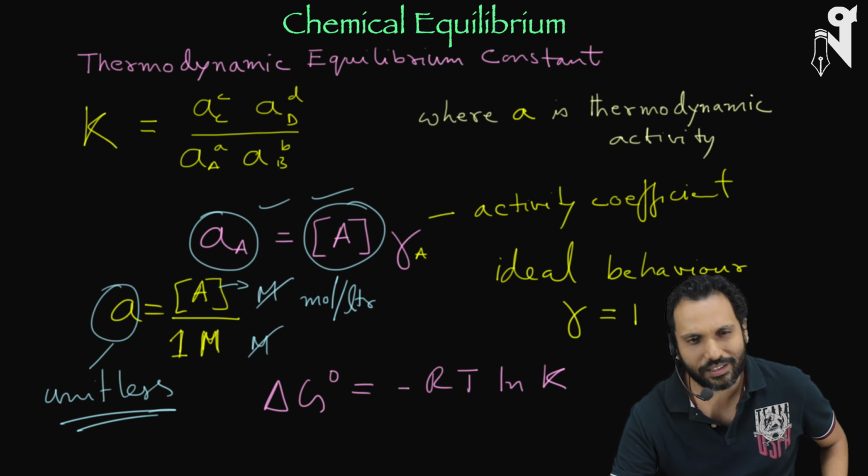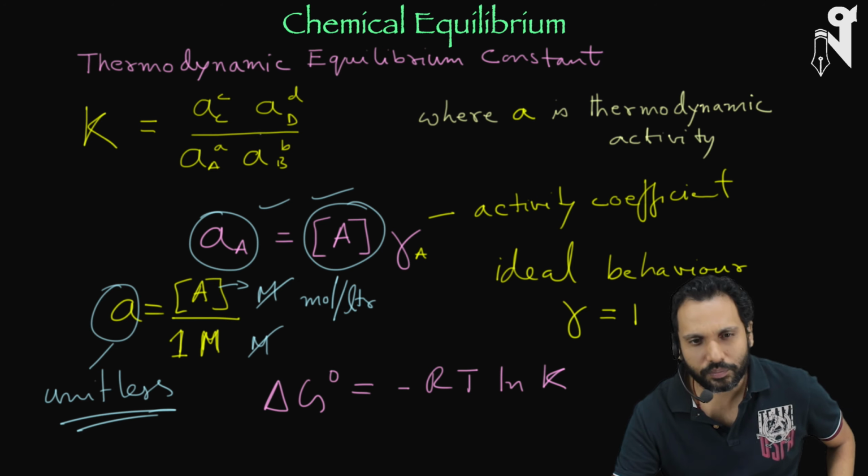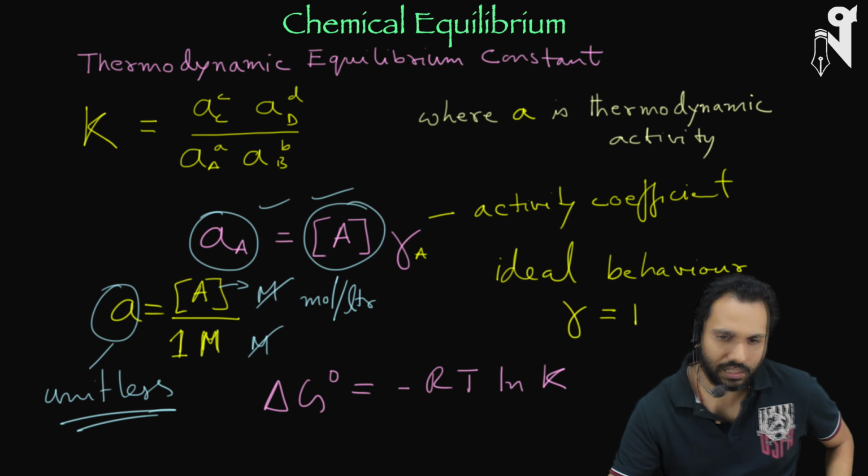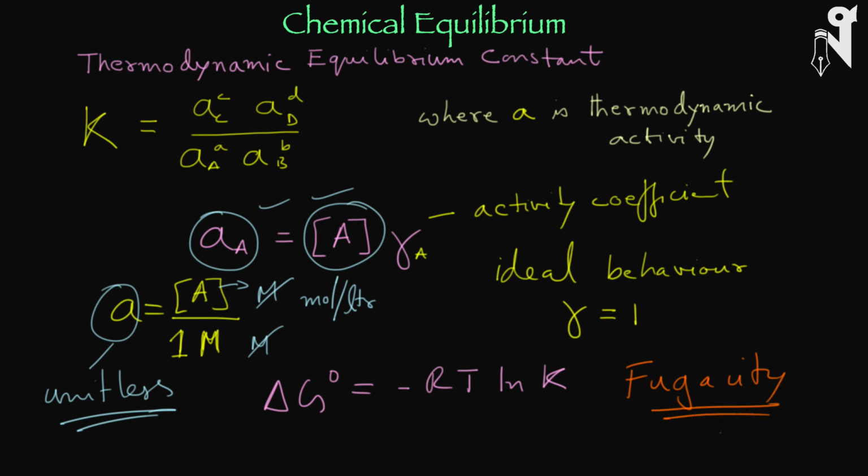Similarly, the activity of gases is termed fugacity. Activity is closely related to fugacity, and your fugacity can be written in terms of pressure. Say A is a gas, then the partial pressure of A with respect to, where do I consider it as ideally active?